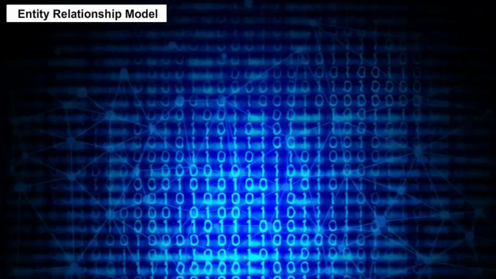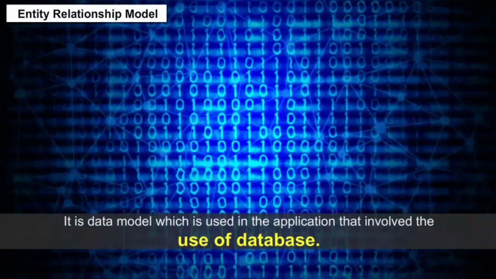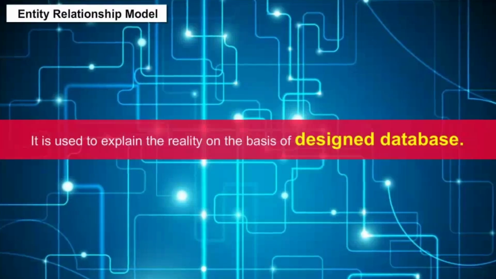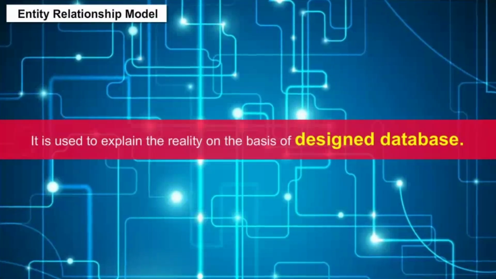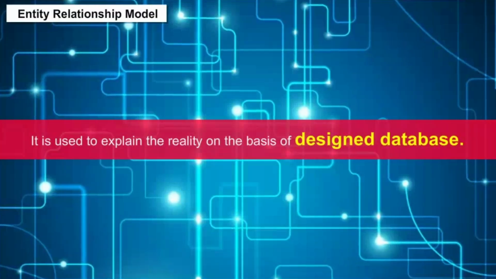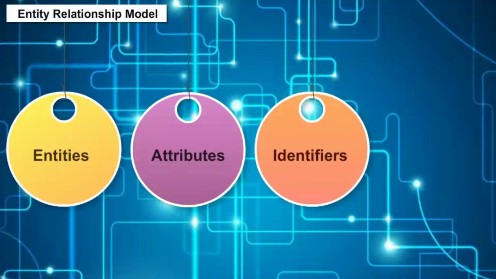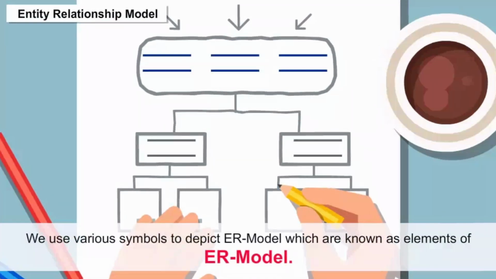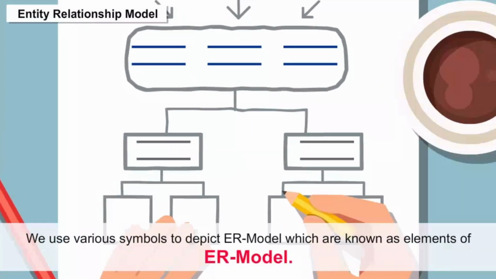ER model. Entity relationship model. It is a data model which is used in applications that involve the use of a database. It is used to explain the reality on the basis of the designed database. The components of the ER model are entities, attributes, identifiers, relationships. We use various symbols to depict the ER model, which are known as elements of the ER model.